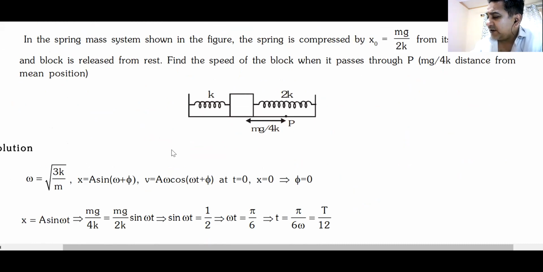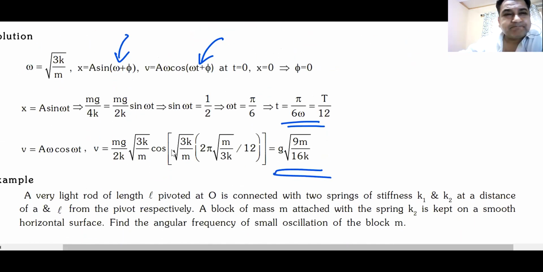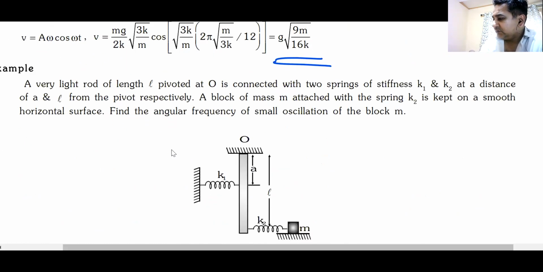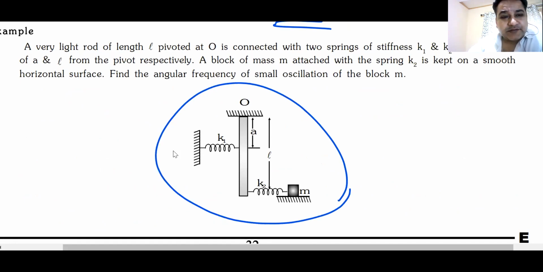So basically, you have to find how much time it takes. You have to find the speed of the block. If you know the value of time, you can put it in the equation for the velocity. This is the equation for velocity, and you can get your answers straight away. Right? Questions of this type, well, you can always try them.